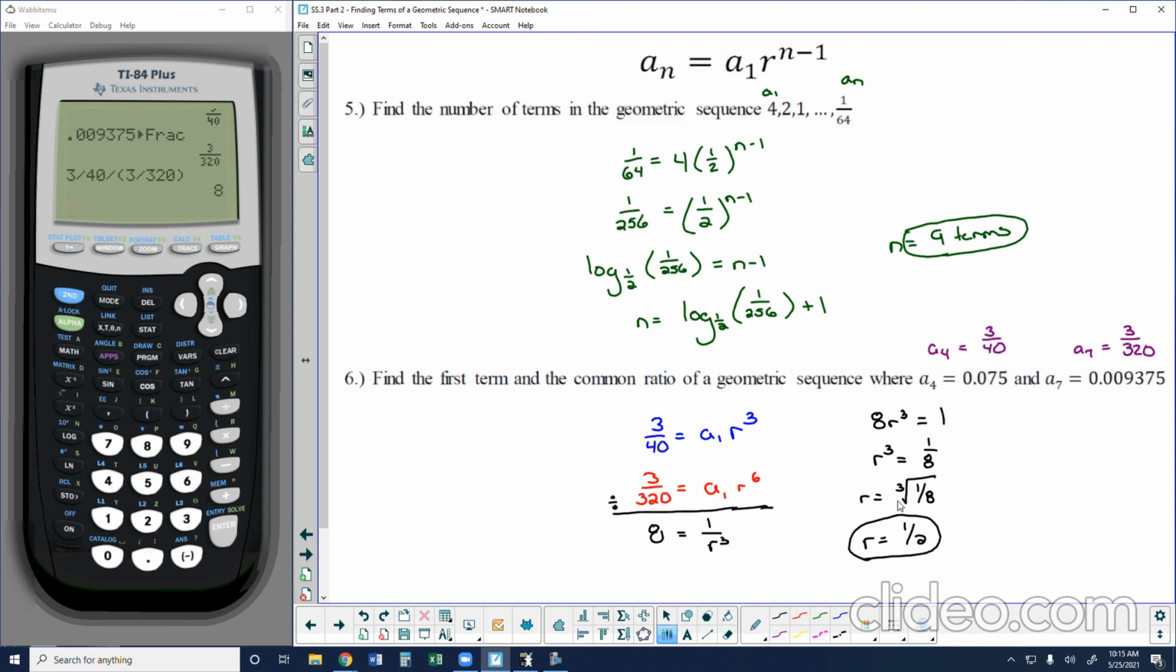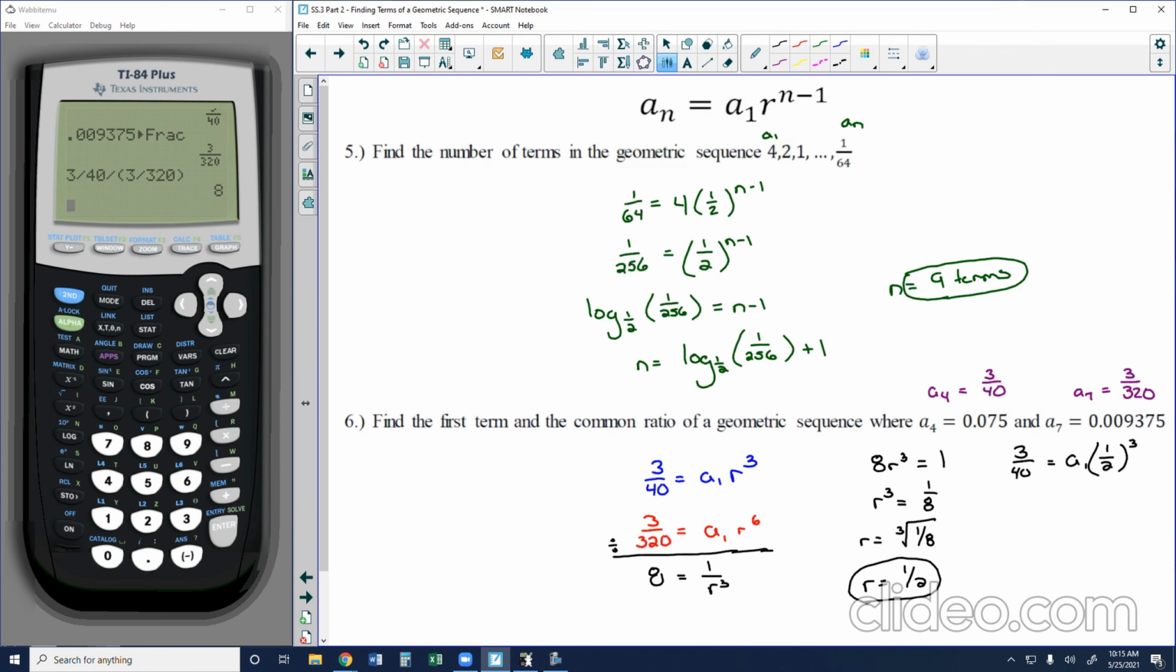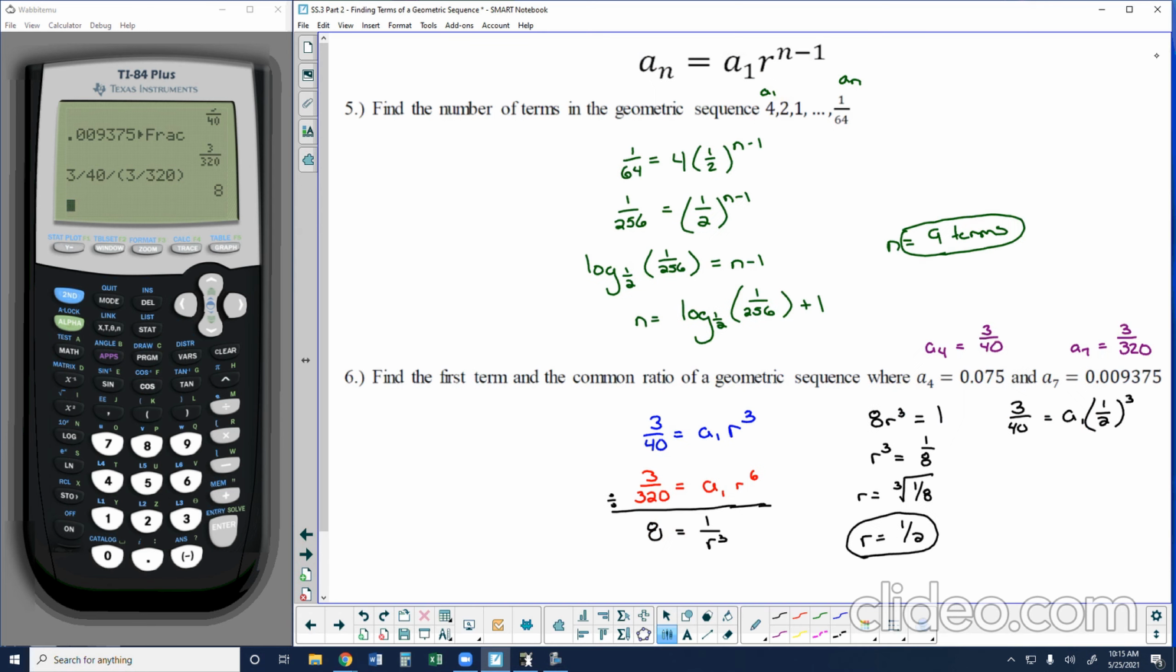Now that I have this common ratio, I can substitute that into either of my two equations. I'm going to choose this top equation, but I can substitute it into either one to solve for the first term. So a sub 1 in this case, we still don't know. But now I know that r is 1/2. So I can solve this as 1/2 to the third power. 1/2 to the third power simplifies to 1/8. So this is like 1/8 a sub 1.